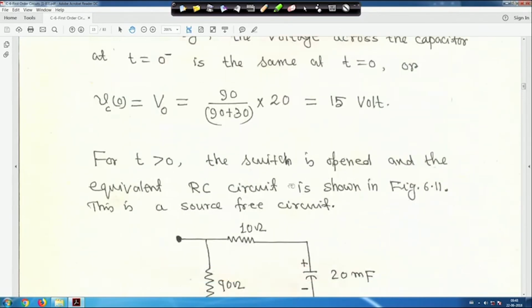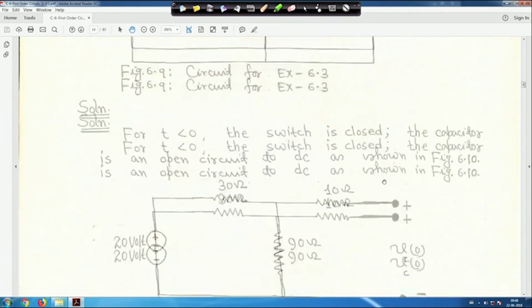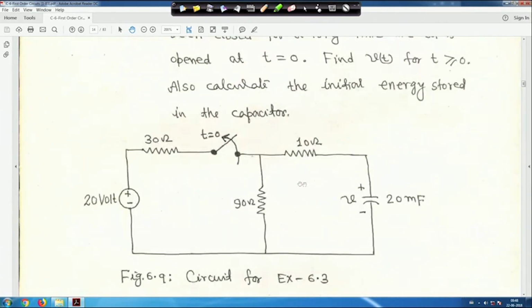Now when t is greater than 0, the switch is open and we get the equivalent RC circuit. When the switch is open, this part is gone.